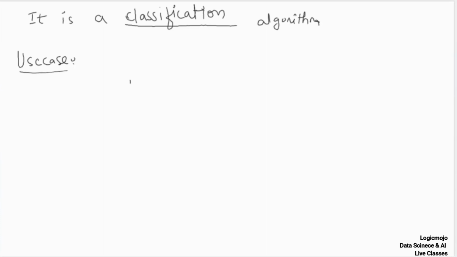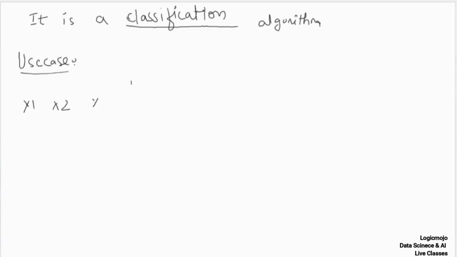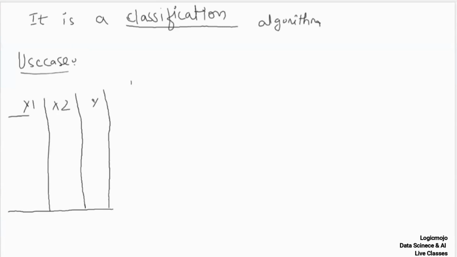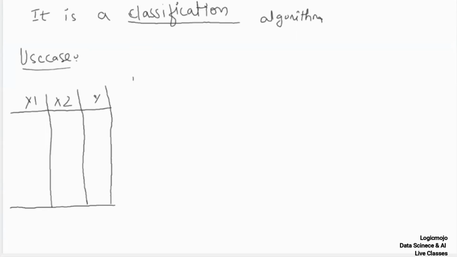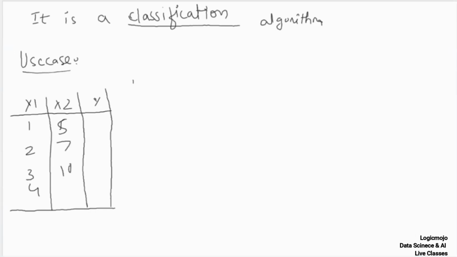So suppose you have data like this. You have x1, you have x2, and you have y. Okay, this is the kind of data that you have. There can be more x's like x1, x2, x3, x4, but just for the sake of visualization, I am taking two. Let's say x1 is 1, 2, 3, 4. x2 is, let's say, 5, 7, 10, 11, and y is, let's say, 0, 0, 1, 1. Now you have to classify what y is. So you have to train a model for this.